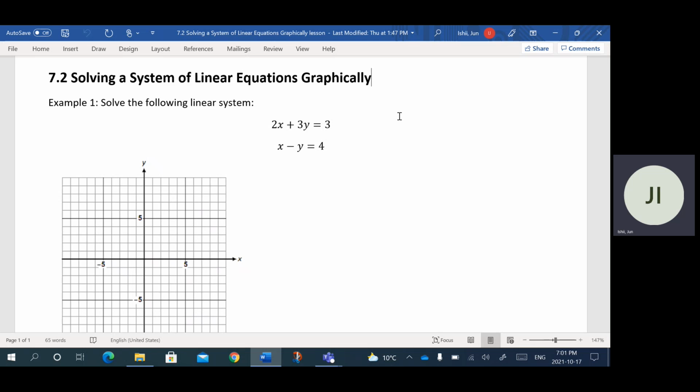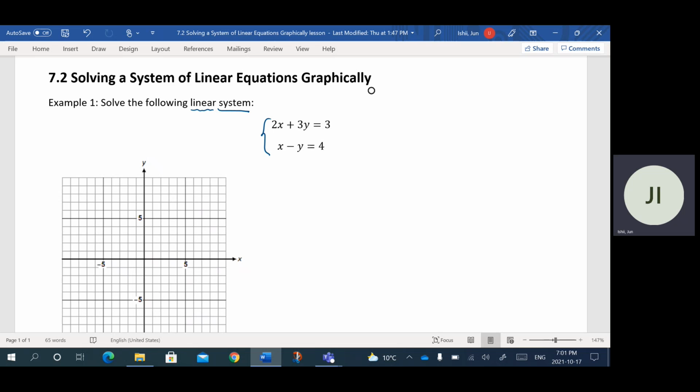The first method that we're going to look at is solving them by graphing, or graphically. First example here, we're going to solve the following linear system. This is a linear system. The reason it's a system is because we have two equations, and it's linear because the highest power of x and the highest power of y is 1. So you have 2x plus 3y equals 3, and x minus y equals 4.